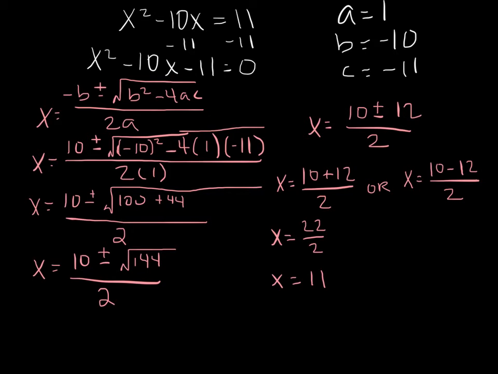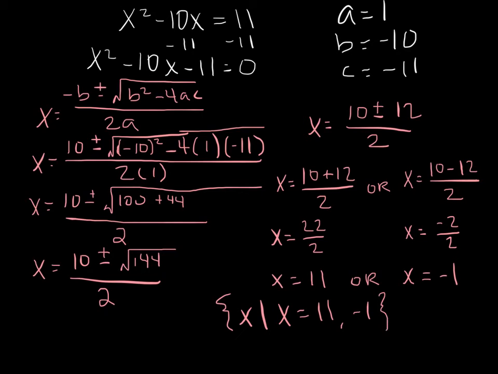Okay, so one of our options is 11. And then we get x equals 10 minus 12 is negative 2 over 2, so x equals negative 1. So here are our solutions. We have x equals 11 or x equals negative 1. So if we write them in our set notation, we have x such that x equals 11 comma negative 1. And those are our solutions.